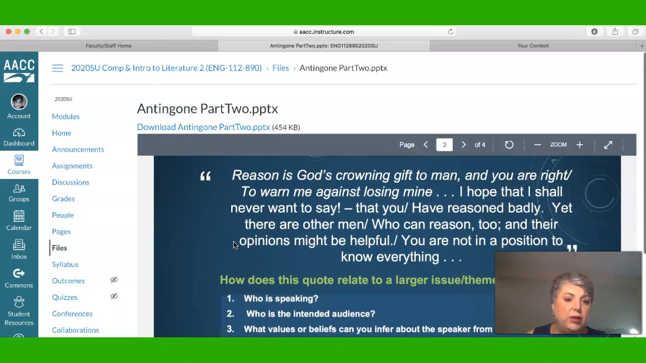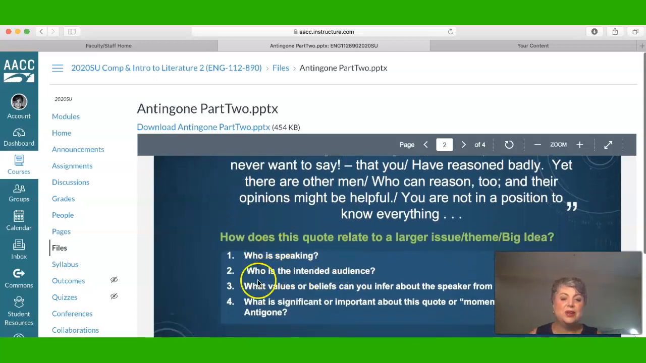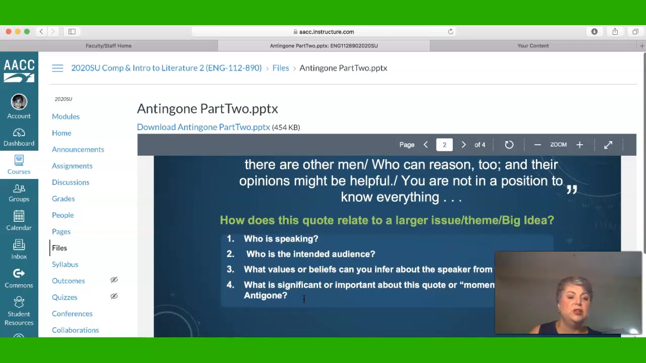"Reason is God's crowning gift to man, and you are right to warn me against losing mine. I hope that I shall never want to say that you have reasoned badly, yet there are other men who can reason too, and their opinions might be helpful. You are not in a position to know everything." Who is speaking to who here? What's the point of this quote? What's the message, right? What values or beliefs can you infer about the speaker from this quote?